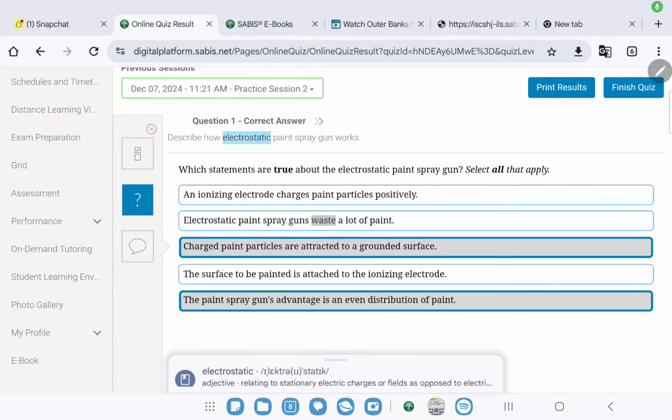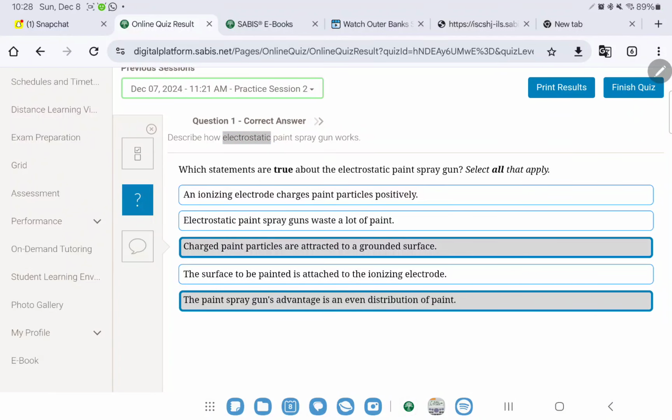Today we're doing the 2.6 to 2.9 physics course practice quiz for the periodic, and let's start. So first question, it's asking us which is true about the electrostatic paint spray gun.